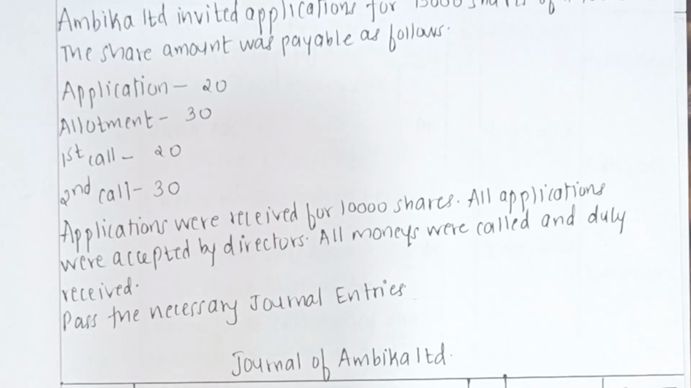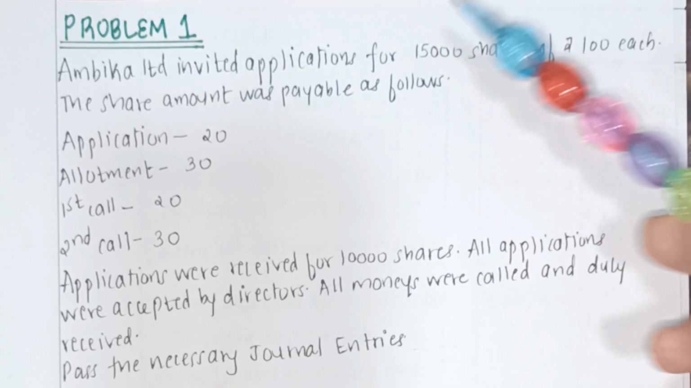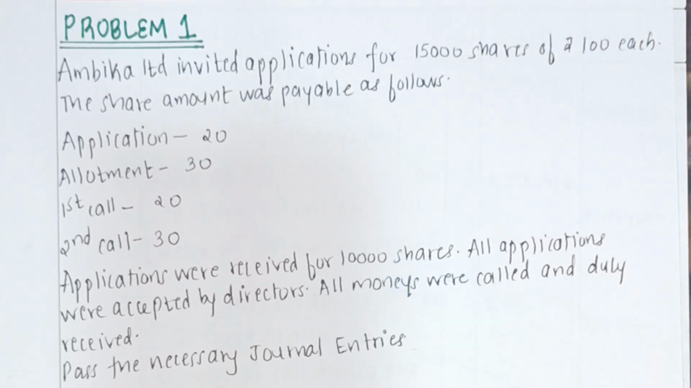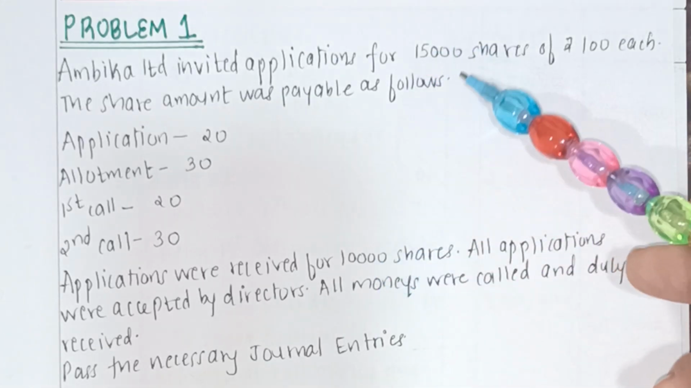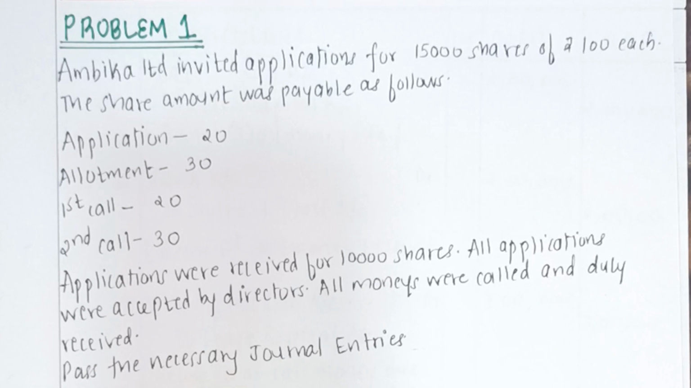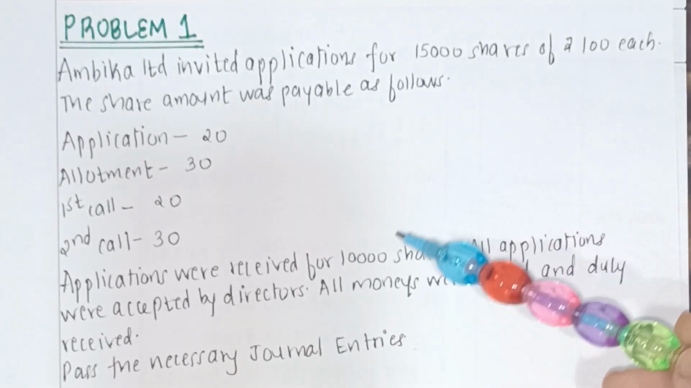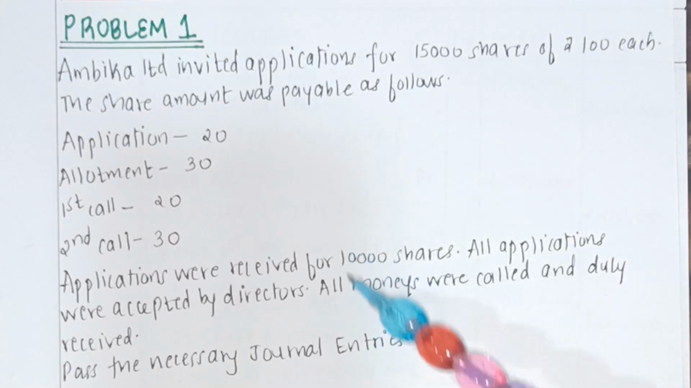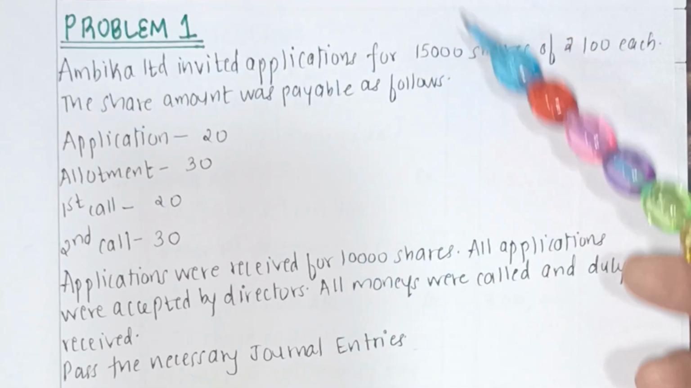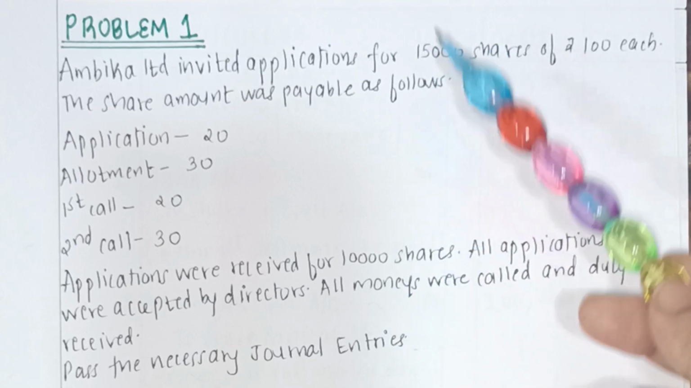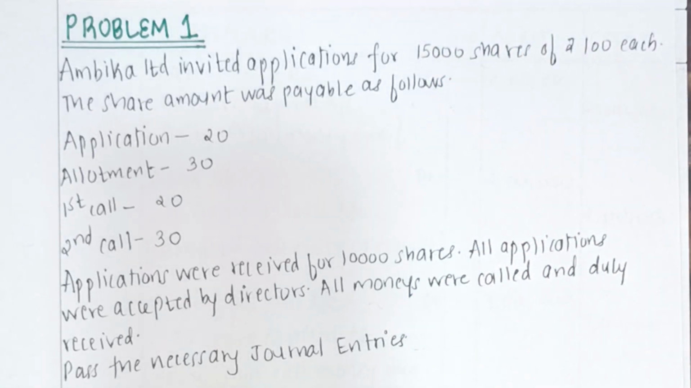Pass the journal entries. So students, first of all you should identify whether it is oversubscription or undersubscription. Here we invited applications for 15,000 shares, but we received only for 10,000, that is 5,000 less. Whenever the received amount is less as compared to the invited, it is a case of undersubscription. So for every entry, that is application, allotment, first and second call, we will multiply only with 10,000, because this is the actual number we received applications for, not the number we wanted.